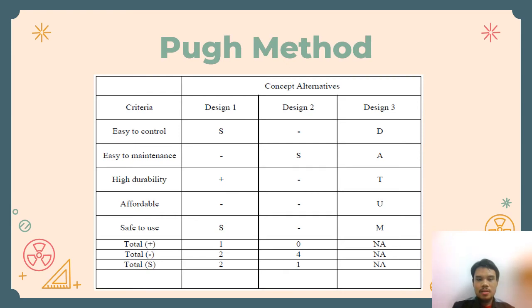For the best current concept, each matrix design is shown as a datum. Next, the plus indicates that the criterion solution is better than the datum. Meanwhile, the negative indicates that the criterion solution is poorer than the datum. The S then indicates that the criterion solution is the same as the datum.